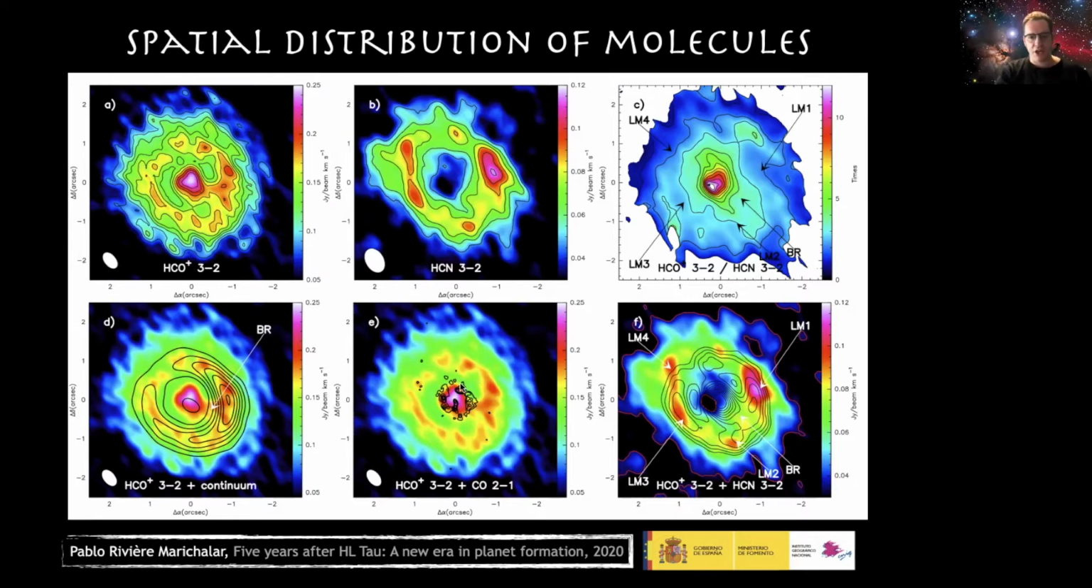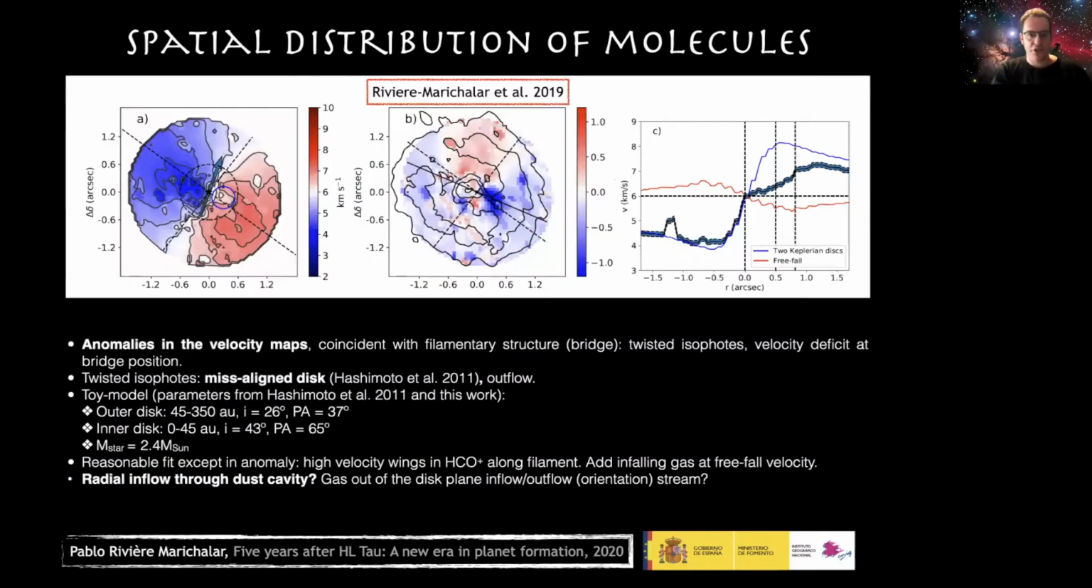In this panel, I show the Tang CO observations, as well as our observation of HCO+. And as you can see, the spirals detected by Tang are more or less coincident or co-spatial with our filamentary structure. What we also saw was that there was a strong anomaly associated with the filamentary structure in the velocity field, and also that in the velocity field we saw twisted isophotes that can be a signature of an outflow or an inflow, or of the presence of two misaligned disks.